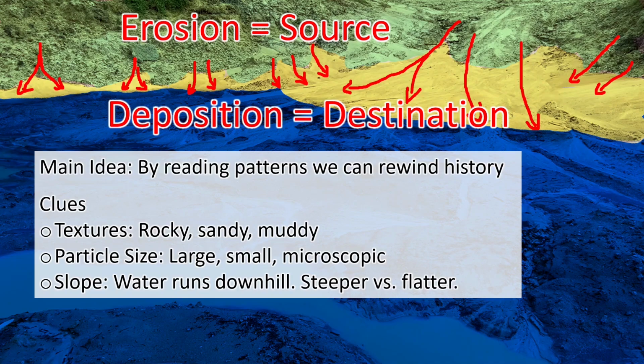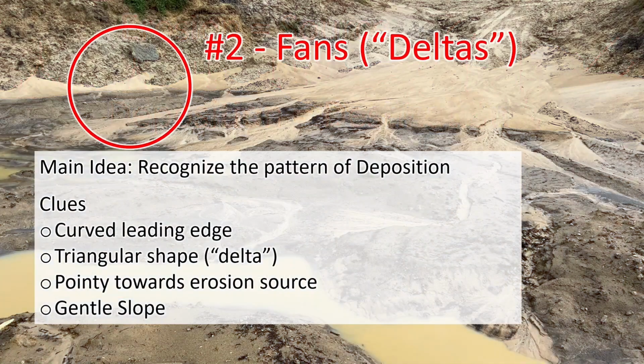That pattern we're going to look at next now in step 2, which I've labeled fans or deltas. The main idea here is that we can recognize that pattern of deposition with some clues. Once I show this to you, you'll be able to see it everywhere you look, not only in this picture, but also as you're driving down the road.